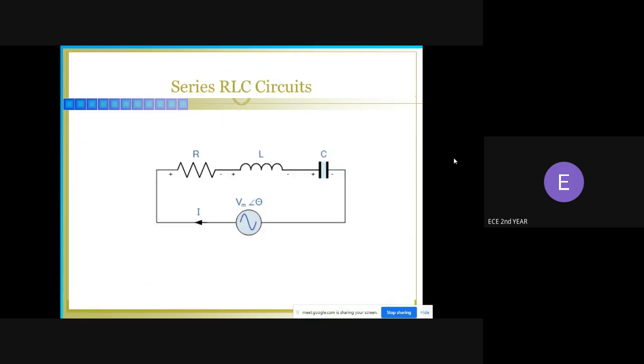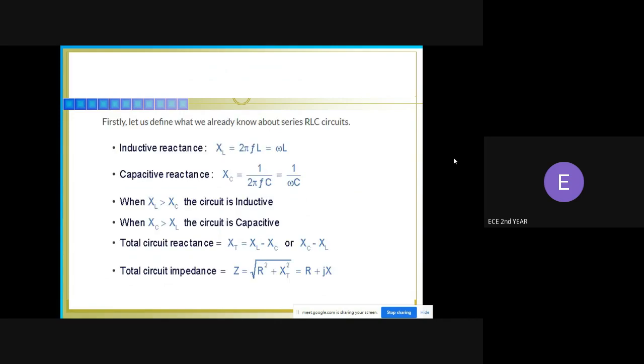Now let us go to the series RLC circuit. The important parameters in a series RLC circuit are: inductive reactance XL, which is equal to 2 pi F into L. You can call it omega L, since 2 pi F is equal to omega. So XL equals omega L. Then capacitive reactance XC equals 1 by 2 pi FC, which is equal to 1 by omega C.